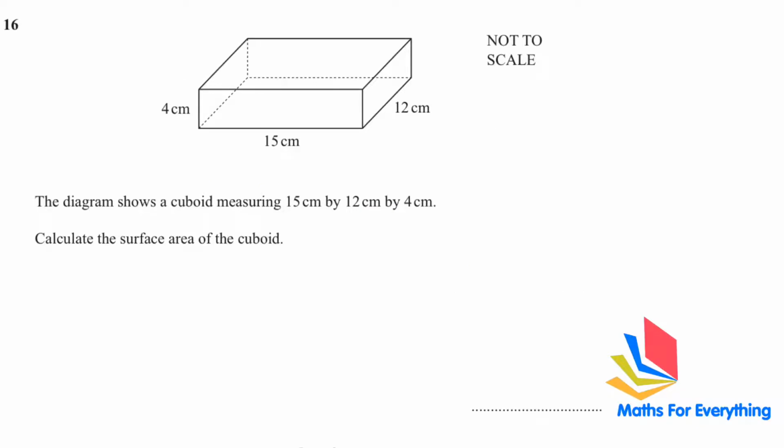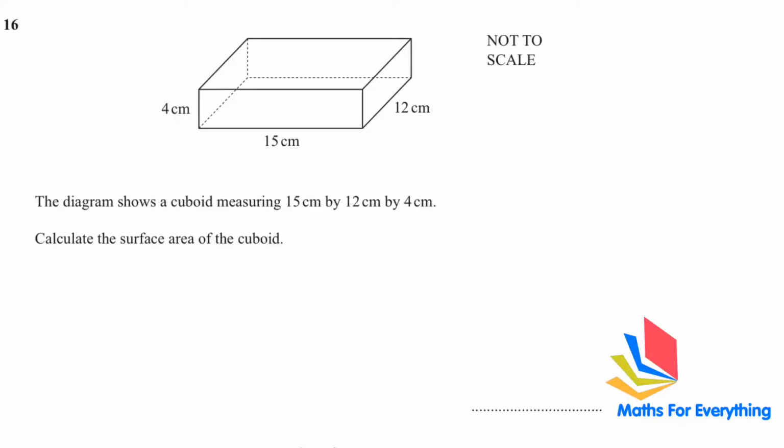Question number 16. We have been given a diagram. The diagram shows a cuboid measuring 15 centimeters by 12 centimeters by 4 centimeters. Calculate the surface area of the cuboid.